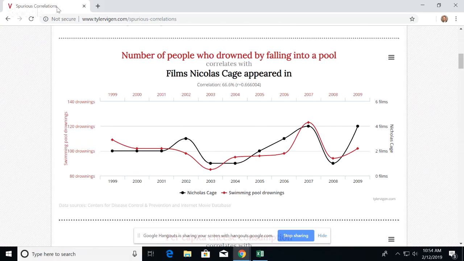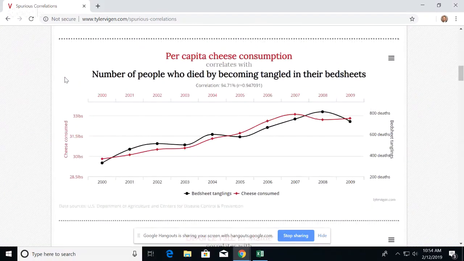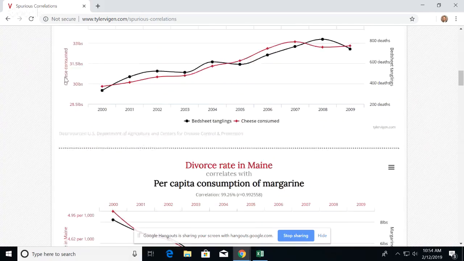How about this one? Per capita cheese consumption and the number of people who died becoming entangled in their bed sheets. Isn't that spooky? Eight hundred deaths. It's mostly infants, like babies. Do you think those are related? Sure looks like it. Must be, right? I need to stop my cheese. Why is this increasing as we go?